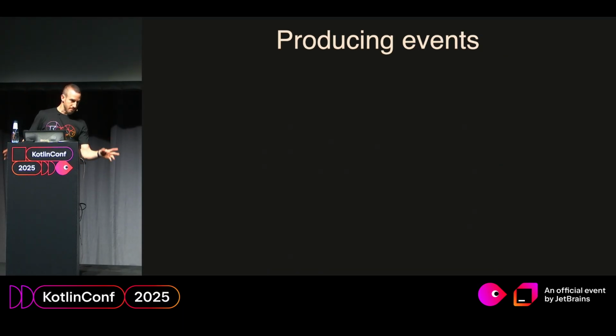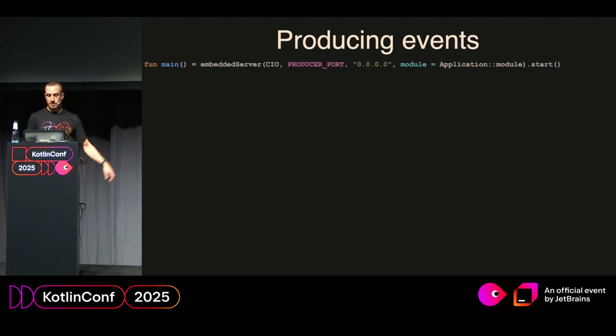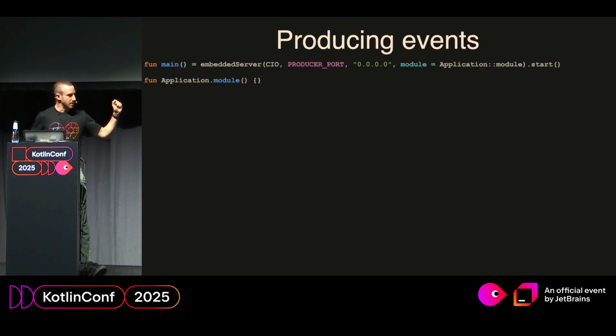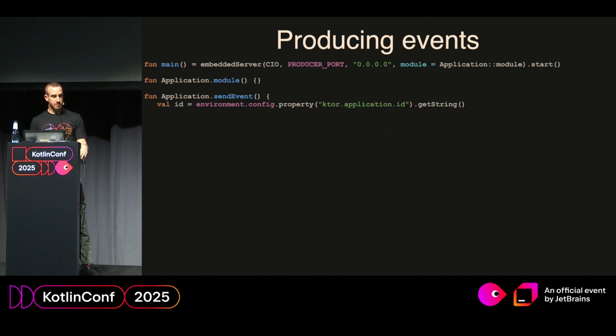Cool. So before we're talking about any plugin development, plugin usage, writing any plugins, let's just see how we would set up a minimal server that would produce events. So we define our main function with a server, port, IP, and a module, okay? And then we would have our module. And then we would define a function for sending events that will take the ID from the environment config.